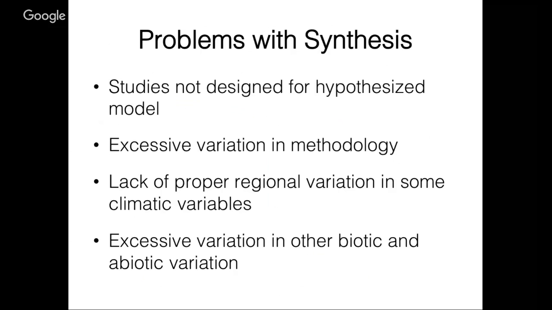In some areas, there's sort of a lack of proper regional variation and climatic variability. So we had one data set from one region, so you can't necessarily look at variation across that region, which is necessary. And then sometimes there's excessive variation in other things that we weren't able to really control for in a meaningful way.